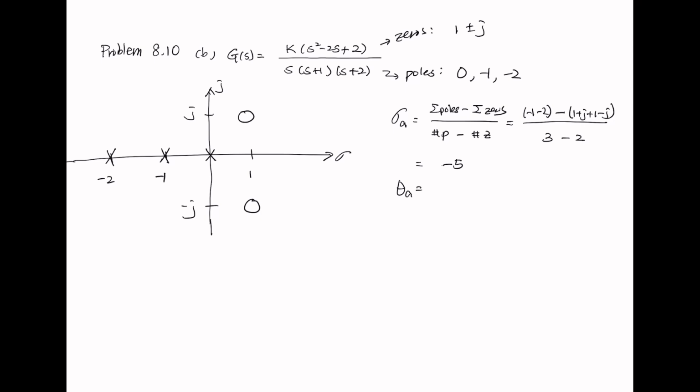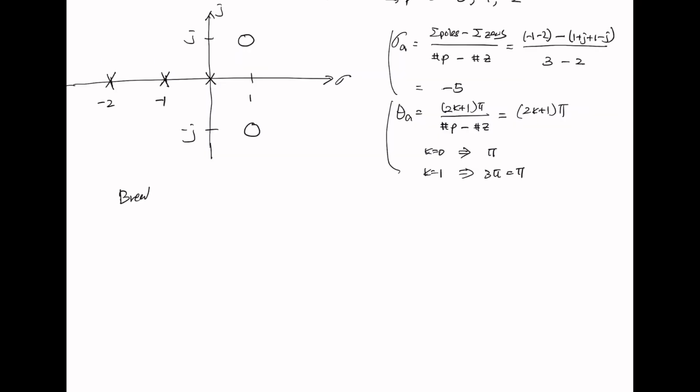Now theta A is going to be (2k plus 1) pi over the number of poles minus the number of zeros. That is (2k plus 1) pi. If k equals 0, that gives us pi, and k equals 1 gives 3 pi, which is also pi, so there's only one angle. Now, the break-in, break-away points.